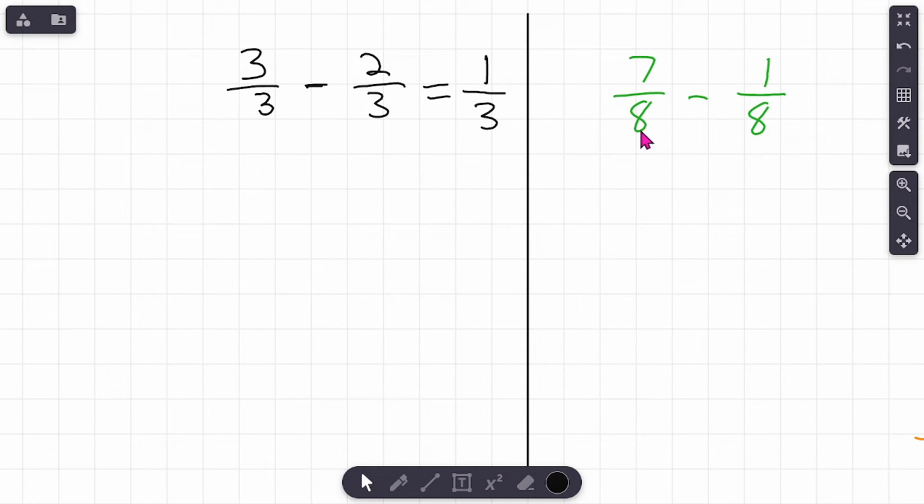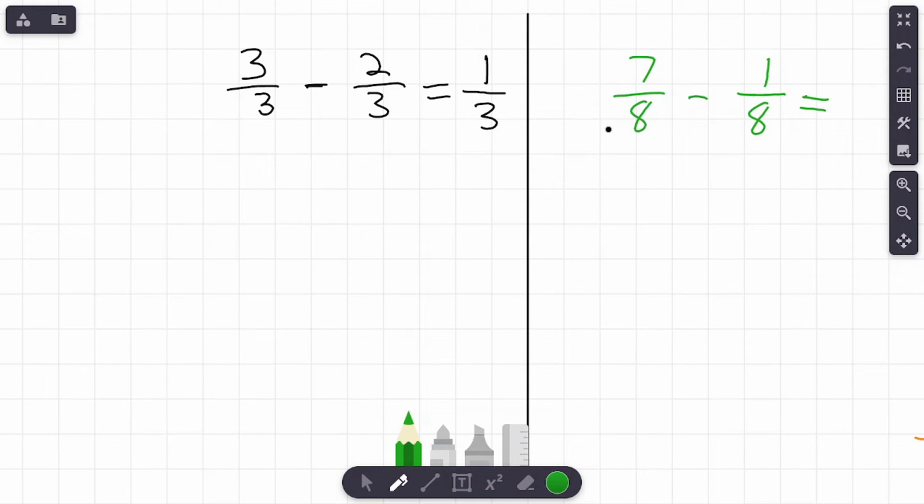We've got 7/8 minus 1/8. Again, the first thing I'm noticing is the denominators. These denominators are the same. So that means we're going to be able to go ahead and get busy solving it.